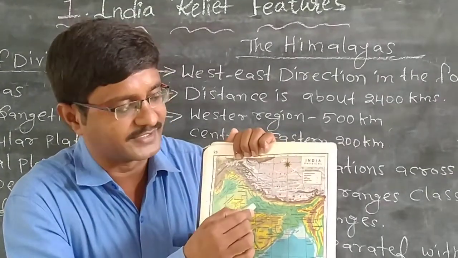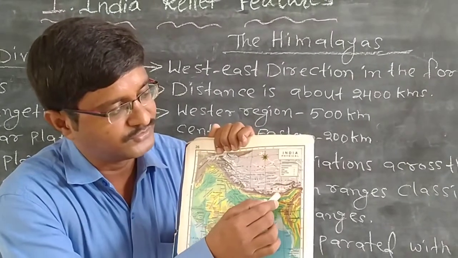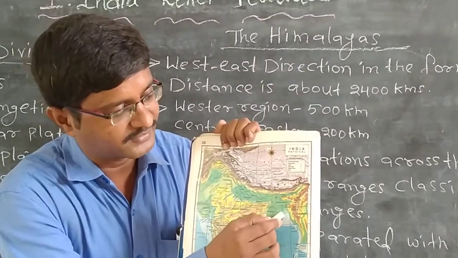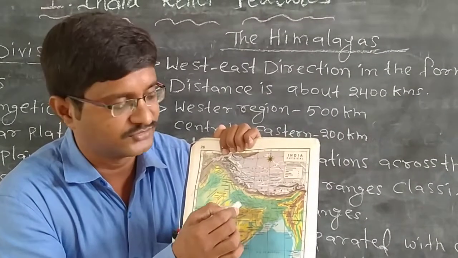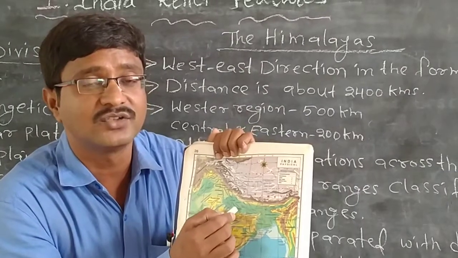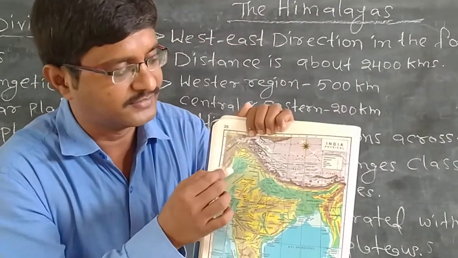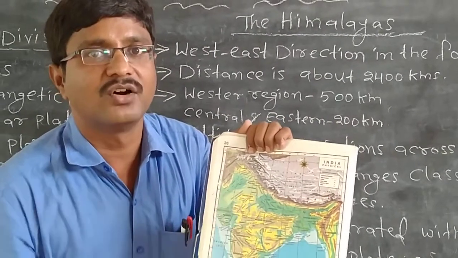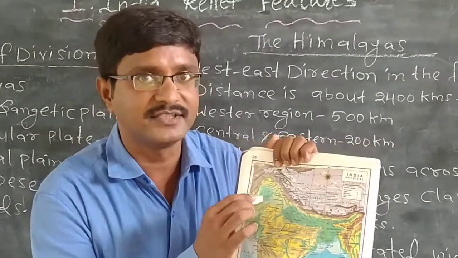Towards the south side, there is a green color. See this region, this is known as the plain region. This is the Ganga plain region, where the Ganga river flows, and this is the Indus plain region. Both combined are called the Indo-Gangetic plain. Have you understood?